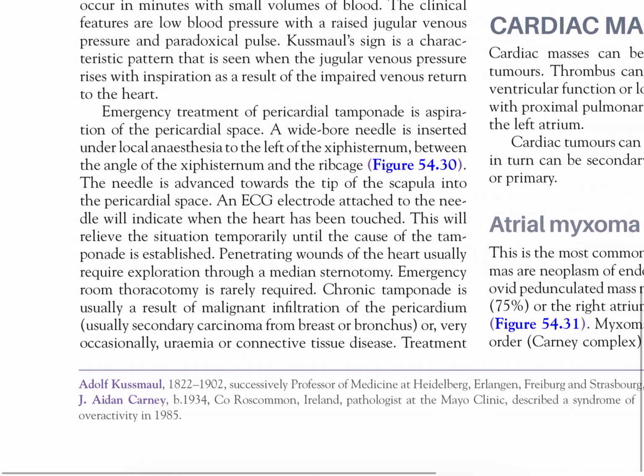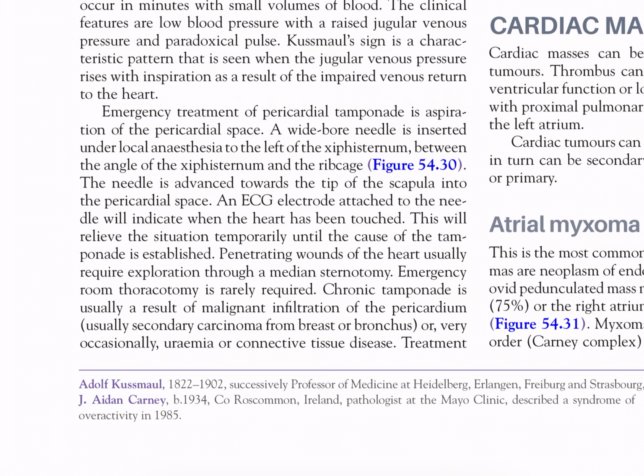Emergency treatment of pericardial tamponade is aspiration of the pericardial space. A wide bore needle is inserted under local anesthesia to the left of the xiphisternum, between the xiphisternum and the rib cage. The needle is advanced towards the tip of the scapula into the pericardial space. An ECG electrode attached to the needle will indicate when the heart has been touched. This will relieve the situation temporarily until the cause of the tamponade is established.